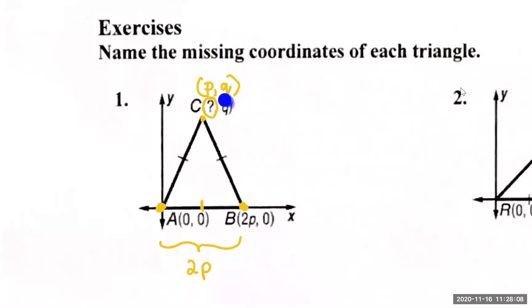Now, the reason why they assign q here: when we think of an isosceles triangle, you don't have to draw this out, but an isosceles triangle just means that the base is the bottom, but that these sides are equal.